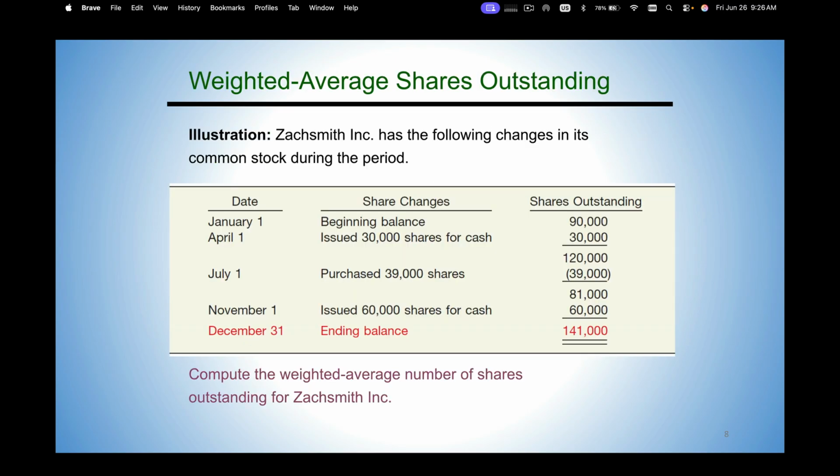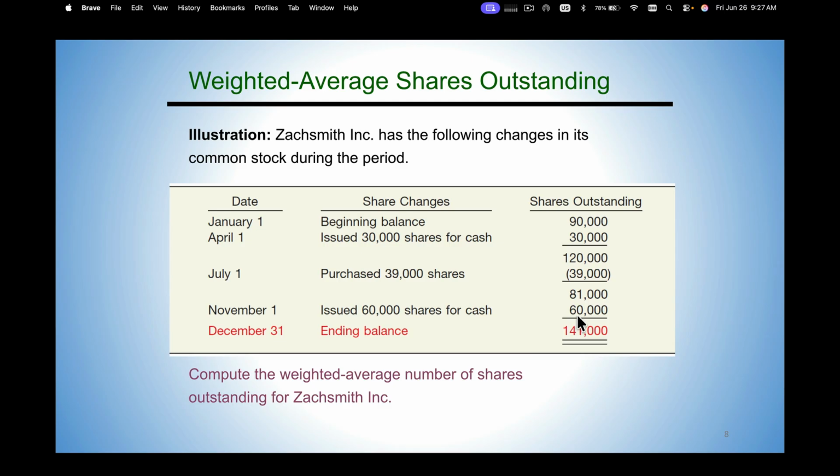So here, weighted average shares outstanding. You can see the fact circumstances. This company, Zach Smith, began with 90,000 shares outstanding, and they issued 30,000 more on April 1st. On July 1st, they bought back 39,000. It doesn't matter whether they retired them or they went into treasury, they're still bought back and they're not outstanding for the purpose of earnings per share. And then on November 1st, they issued another 60,000 shares.